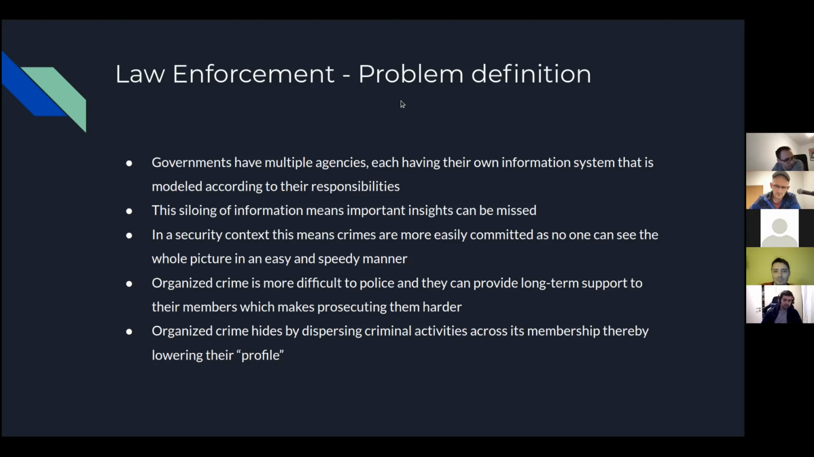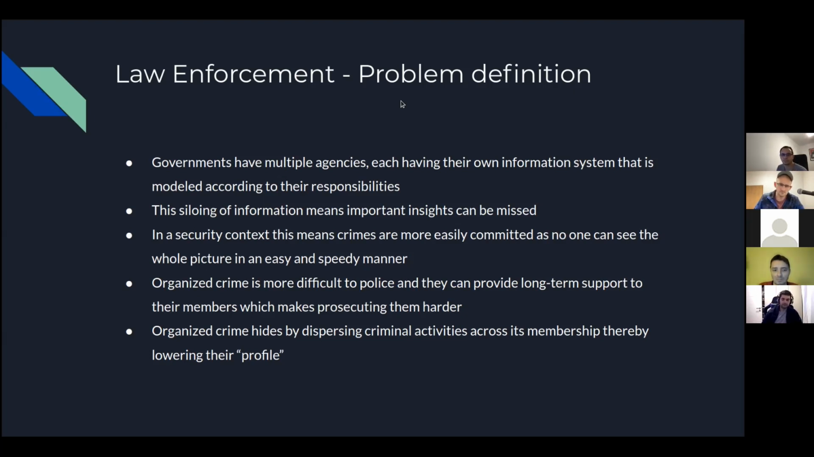Okay, so an example here is organized crime. It's difficult to police for a couple of reasons. One, they can provide long-term support to their members. So, you don't know all the members. Someone is in jail, the other person could pay for a good lawyer. We've all watched the movies, seen that happen. And there are many other examples of this support occurring.